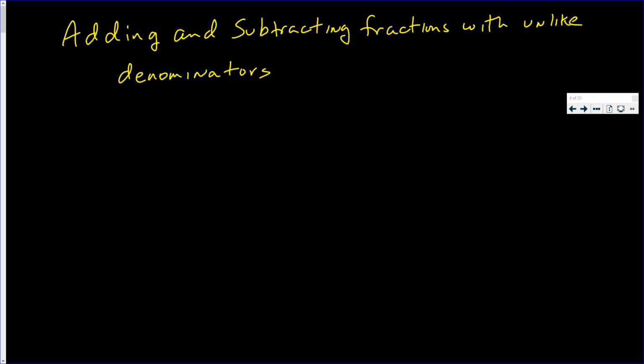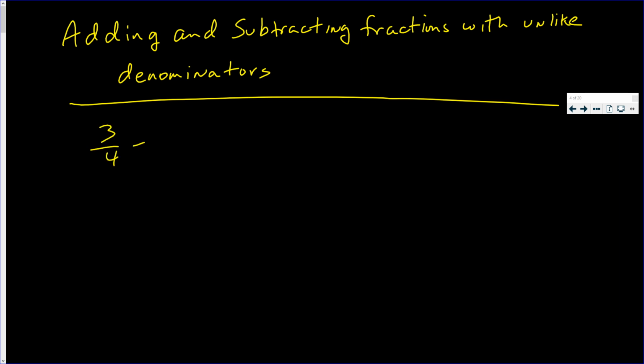In this video, we're going to talk about adding and subtracting fractions with unlike denominators. If you had 3 over 4 plus 10 over 8, you can reduce this fraction. 2 goes into both of these numbers 4 times and 5 times. So you basically have 3 over 4 plus 5 over 4.